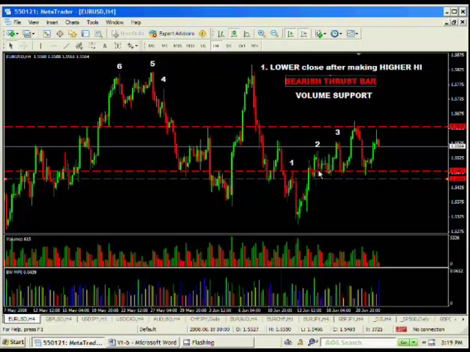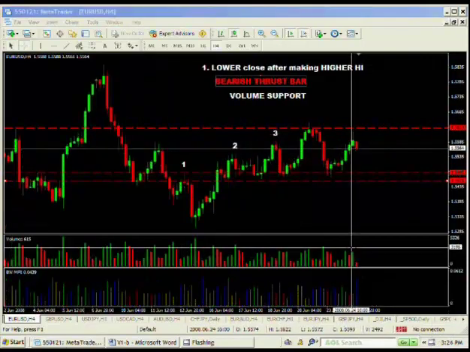I just wanted to make that clear, and not just with thrust bars, but with any type of movement. If it stops, if it makes it all the way to the destination, which is support, then we have to reassess. We need to see a breakout before we can continue with a short and enter a short trade here.